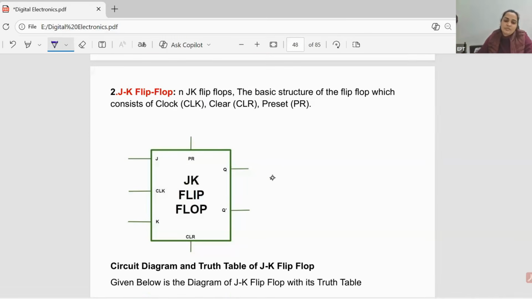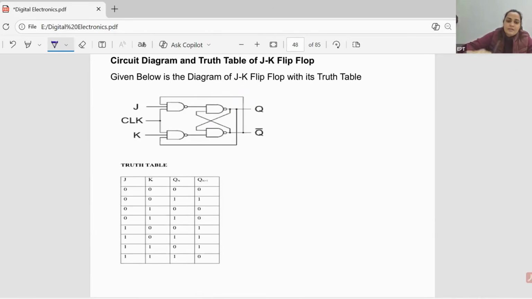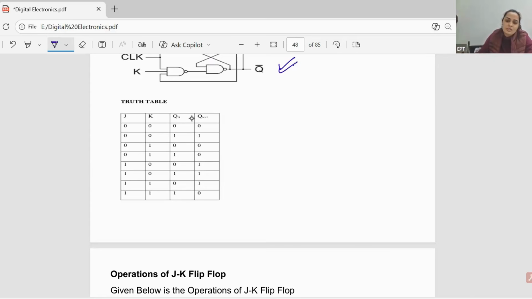Okay, this is a JK flip flop. This is the circuit of the JK flip flop. This is the truth table. For 00, it will be in its memory state or hold state. For 01, it is reset, sorry, for 01 it is reset. This is set and this is the toggle.